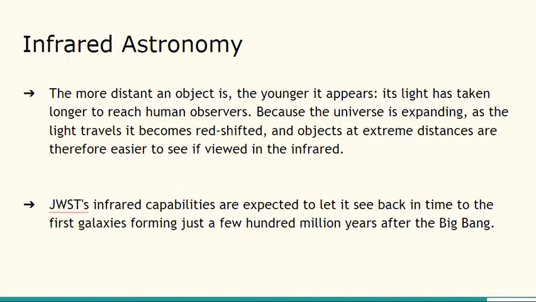The more distant an object is, the younger it appears. Its light has taken longer to reach human observers because the universe is expanding. As light travels, it becomes redshifted, and objects at extreme distances are therefore easier to see if viewed in infrared. JWST's infrared capabilities are expected to let it see back in time to the first galaxies forming about a few 100 million years after the Big Bang. This feat has never been achieved by any telescope in history.